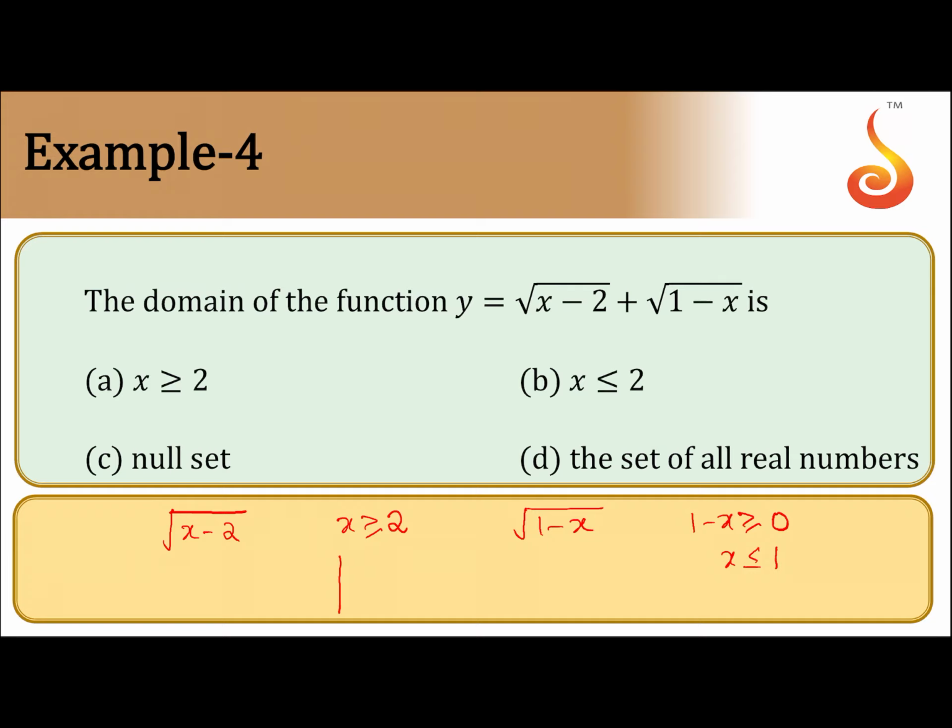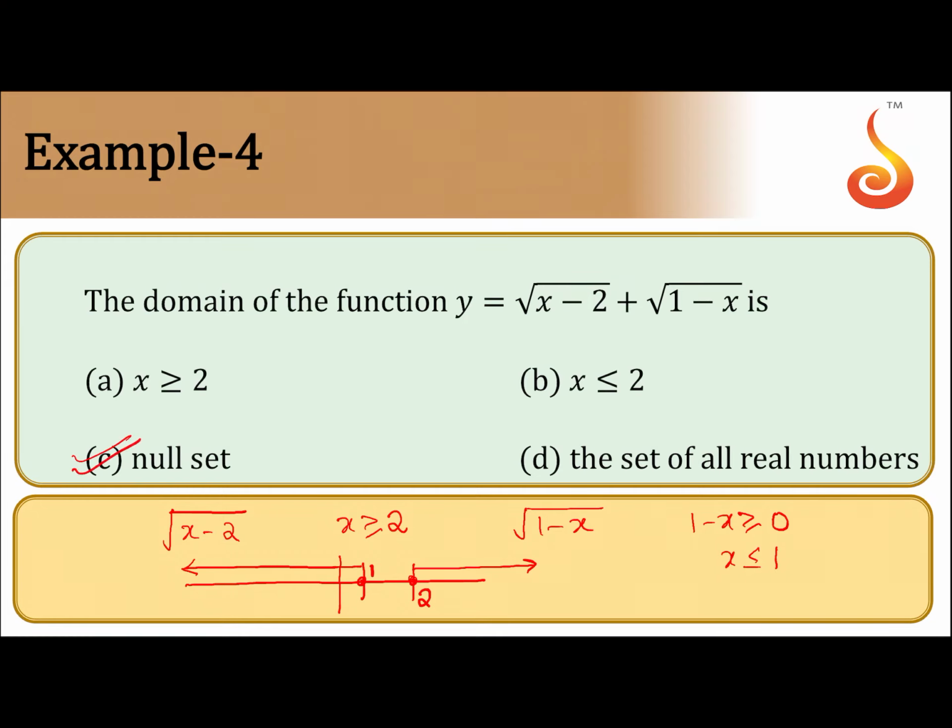So if you draw the number line, what do we observe? This is including 2, greater than or equal to 2, and this I write as 2, this I write as 1. So this will be like this. So nothing is common. Suppose you put x equal to 3, this becomes imaginary. If you put x is equal to 0, this will become imaginary. So therefore, the answer is null set.